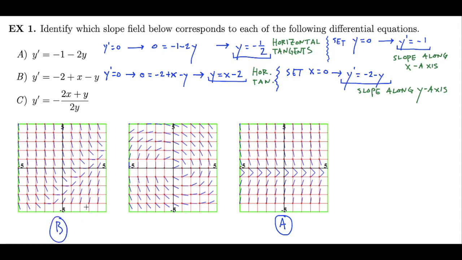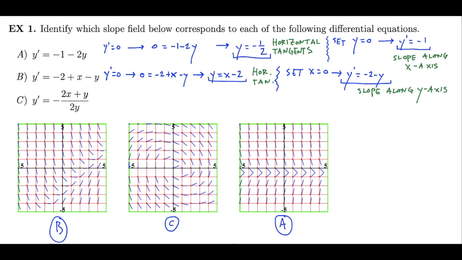Hopefully it's clear that this first slope field satisfies those properties. First, I see horizontal tangents along a line that I could recognize as y equals x minus 2. Then we also indicated that if we looked at positive y values, we expect the slopes to all be negative, and as I go farther and farther up the y-axis, I expect the slopes to get steeper and steeper negatively, and they all do. It should be clear that this third one, by process of elimination, corresponds to our third differential equation.